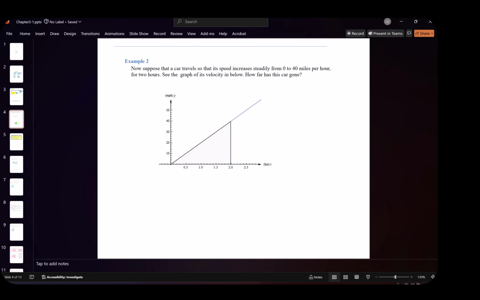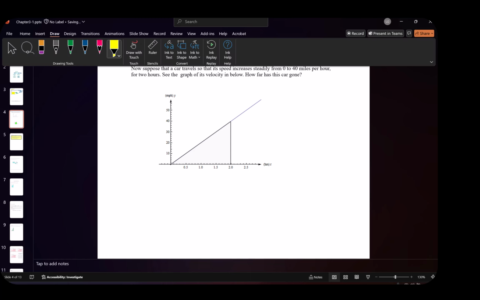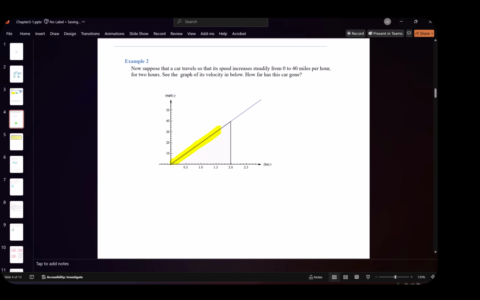Now, suppose a car travels so that its speed increases steadily from 0 to 40 miles per hour for 2 hours. It's increasing here until it gets to 40 miles an hour at 2 hours. How far has this car gone? We don't have a constant velocity, but it's really the same. If I want to know how far this car has gone, I want to find the area between the graph and the x-axis.